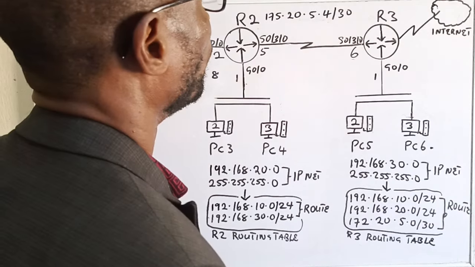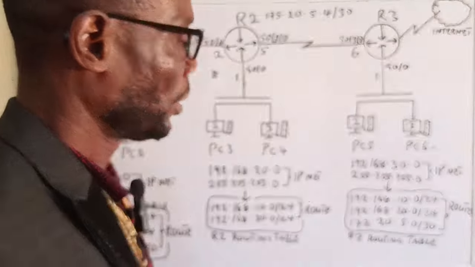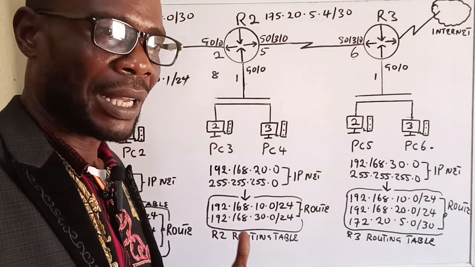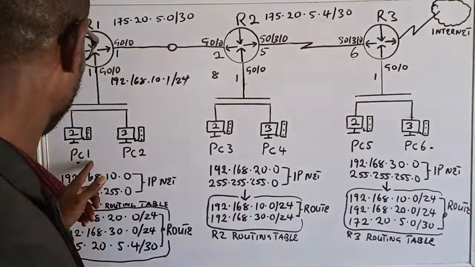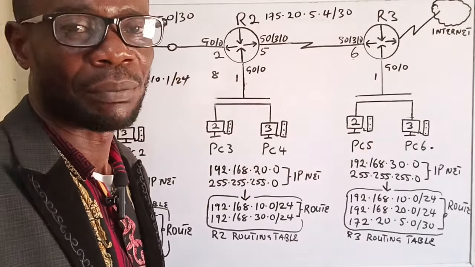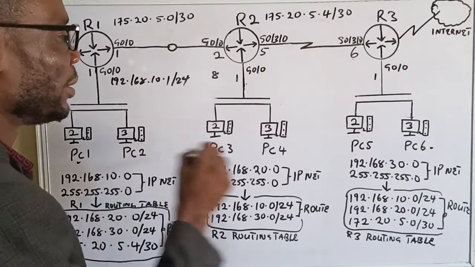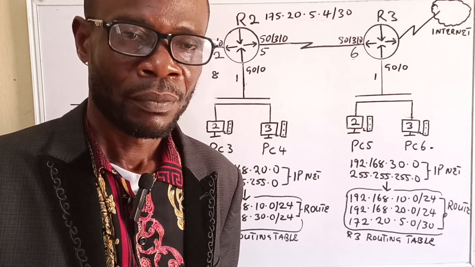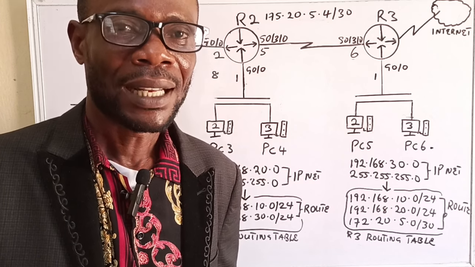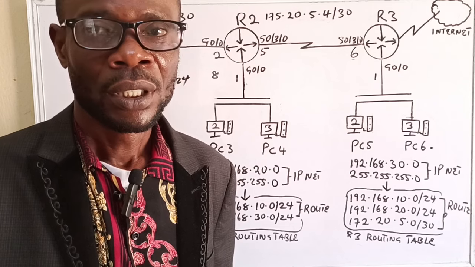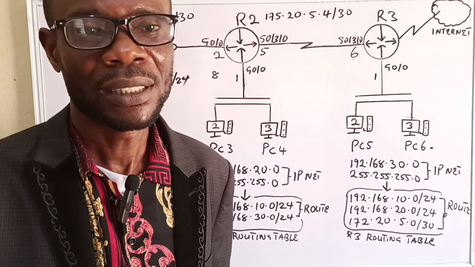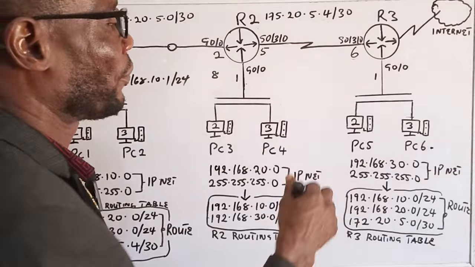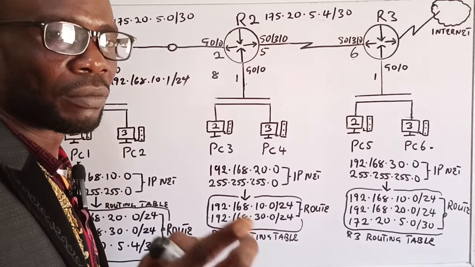After doing this, if you want to know whether routing has started, for this PC to communicate with this PC, routing must have taken place. Now you ping this PC from this PC. Ping means Packet Internet Groper. It is an ICMP echo request, Internet Control Message Protocol. You want to test if this network can communicate with this network, and for it to go through, this is routing.